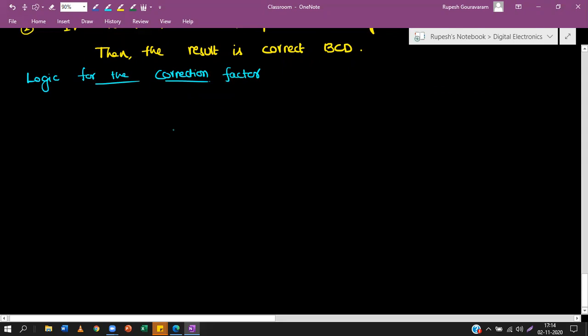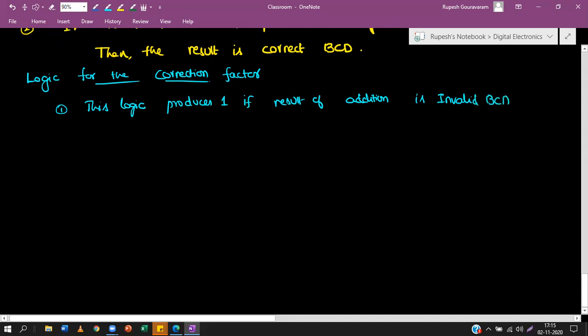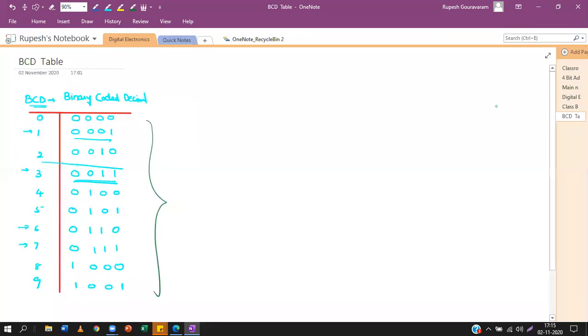So these are the outputs of the 4-bit binary adder. Let us take case 1. Case 1 is when the output of the 4-bit binary adder is invalid BCD. So this logic produces 1 if the result of addition is invalid BCD. Okay, you can see when the invalid BCD occurs.